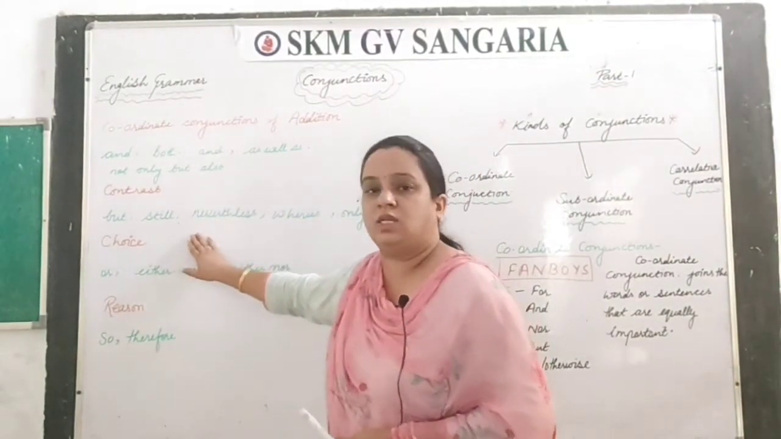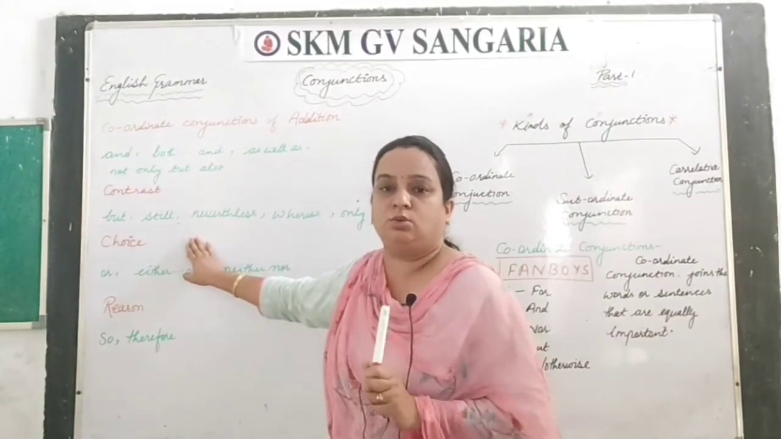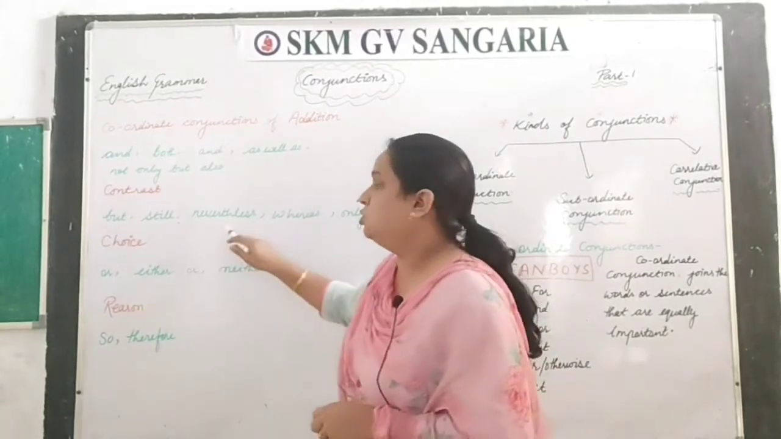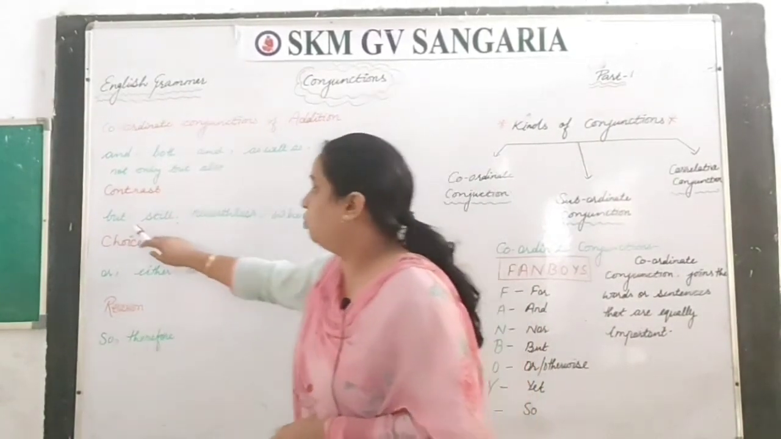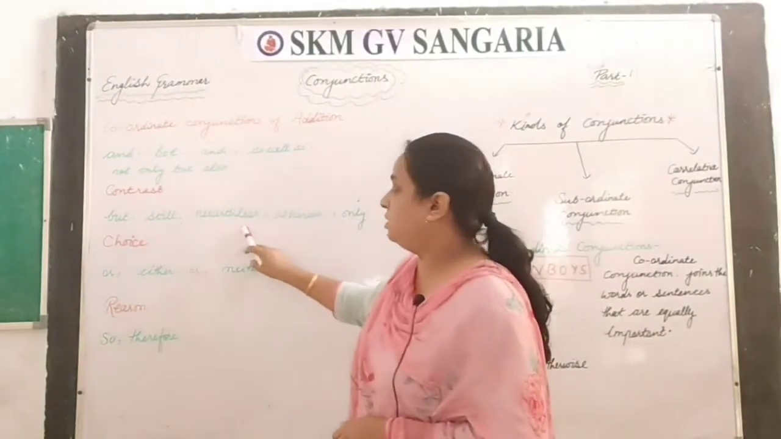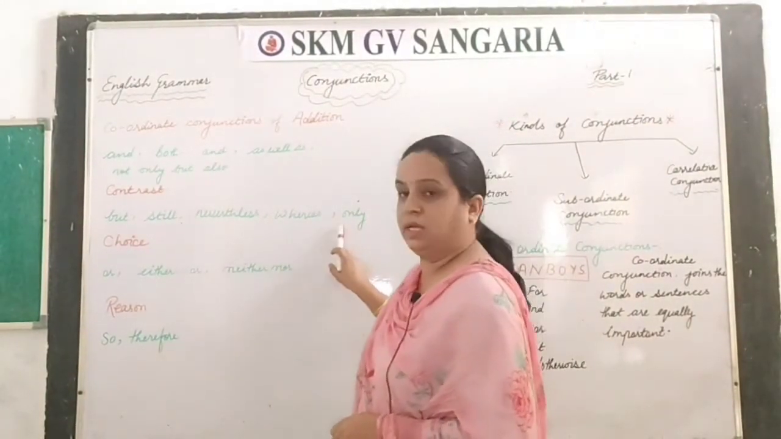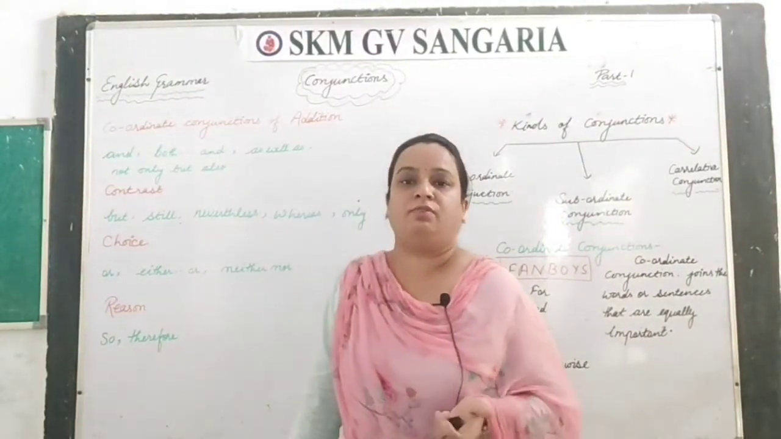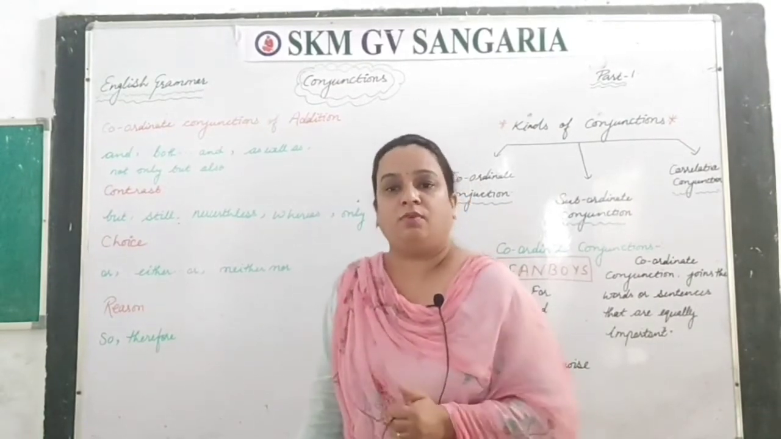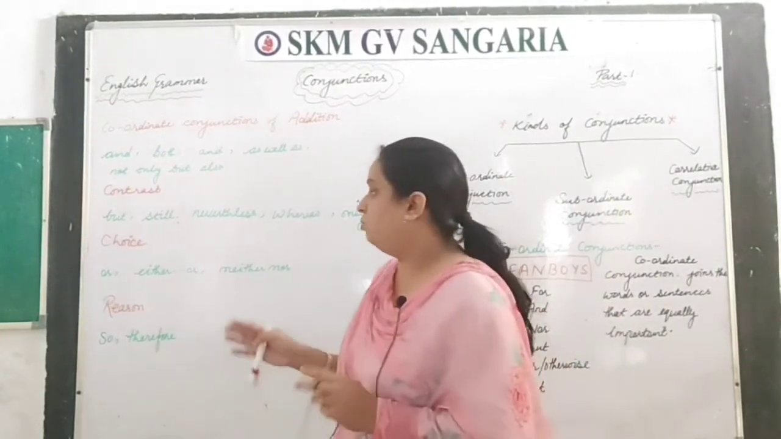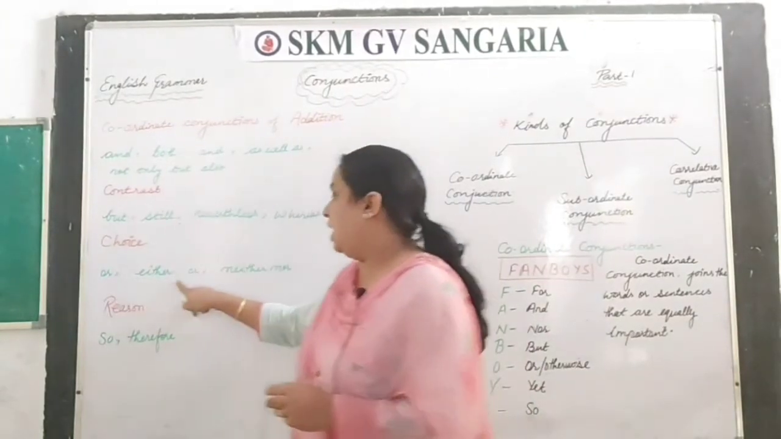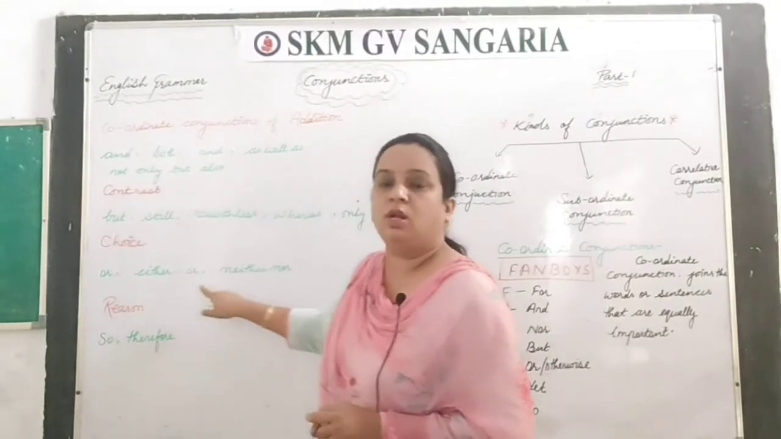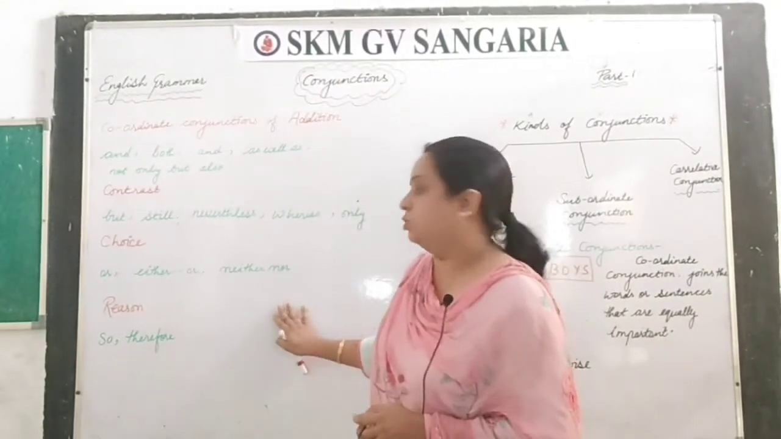Same goes with the contrast. If two sentences are given to you and the contrast is opposition, meaning the ideas are opposite here, which words do you have to use there? That is but, still, nevertheless, whereas, only, right? And if a choice is given to you, suppose I ask you, do you want to have a cup of tea or a cup of coffee? So choices are given to you, then what do we have to use there? Or, either or, neither nor, right? So these words are to show the choices.